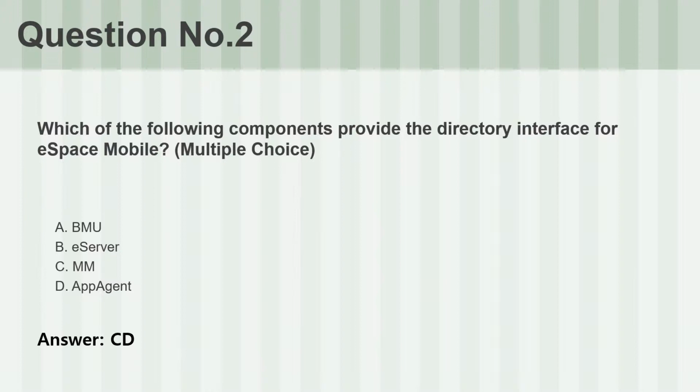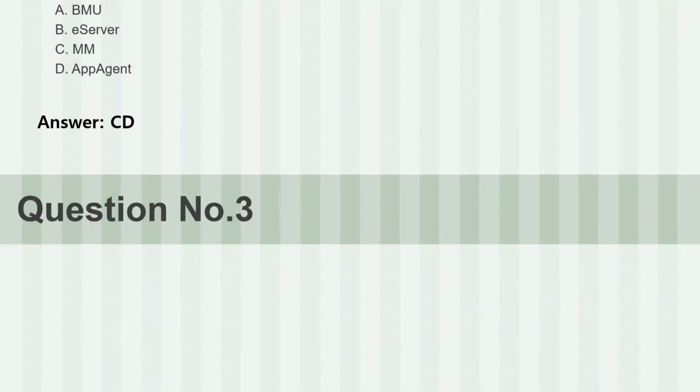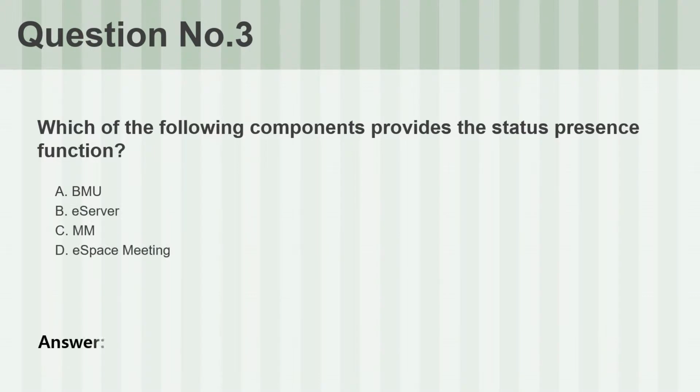Question number 2. Which of the following components provide the directory interface for eSpace Mobile? Multiple choice. A. BMU. B. eServer. C. M. D. App Agent. Answer C, D. Question number 3. Which of the following components provides the status presence function? A. BMU. B. eServer. C. M. D. eSpace meeting. Answer B.